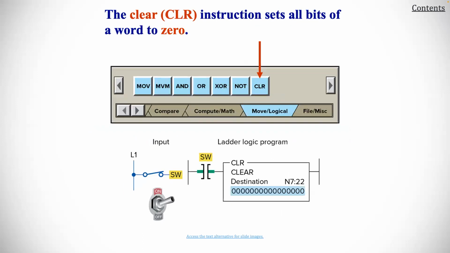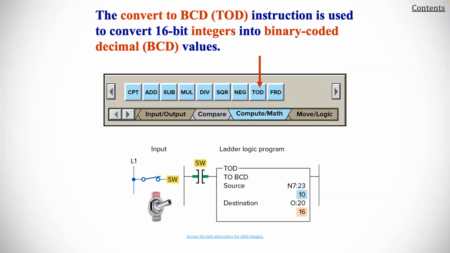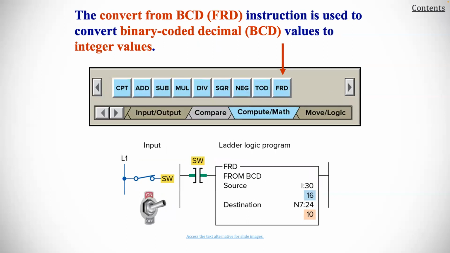We have the clear instruction. It clears all the bits, or sets all of the values in a word to 0. So that's a useful instruction. Convert to BCD, TOD is the acronym for it, is the instruction used to convert a 16-bit integer into a binary coded decimal value. So that's a useful command. And then finally, convert from BCD, FRD, is the instruction used to convert a binary coded decimal value to an integer value.